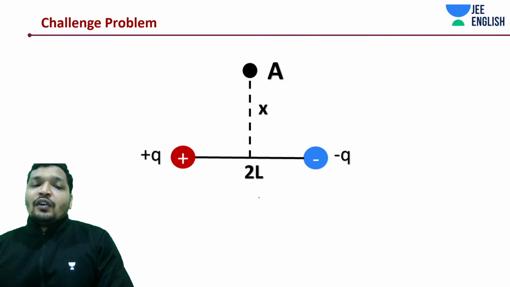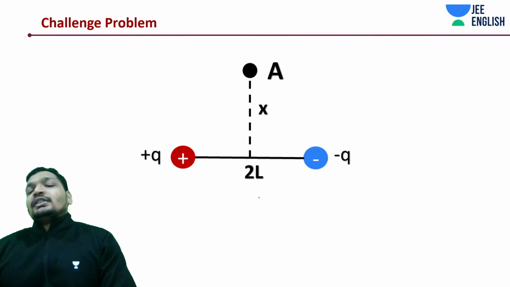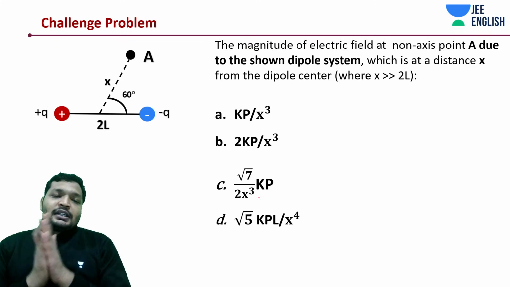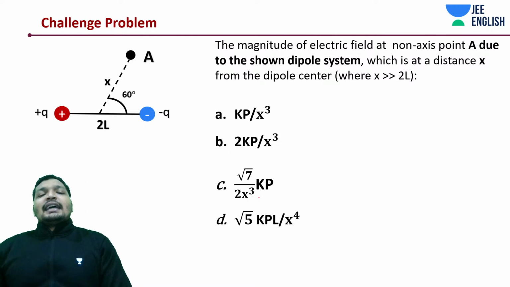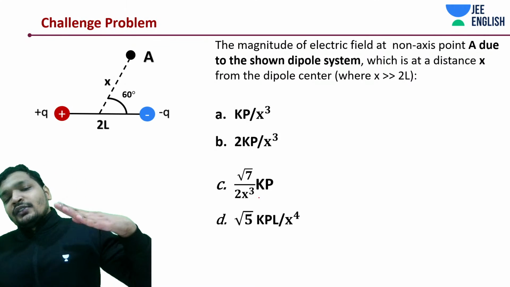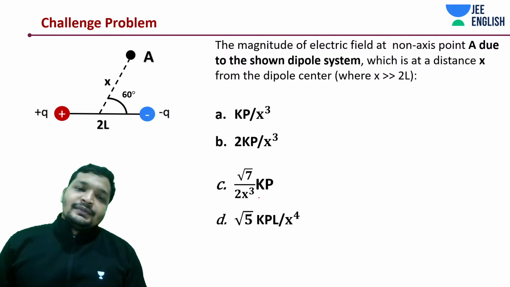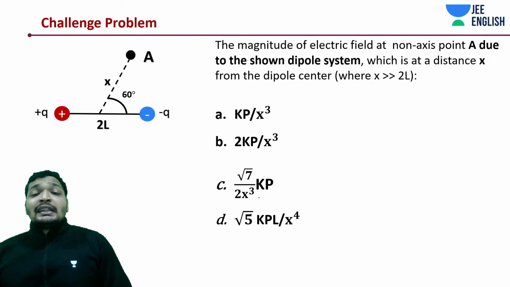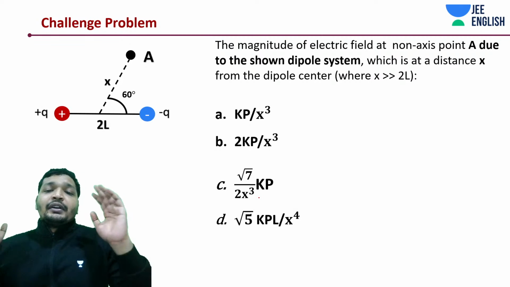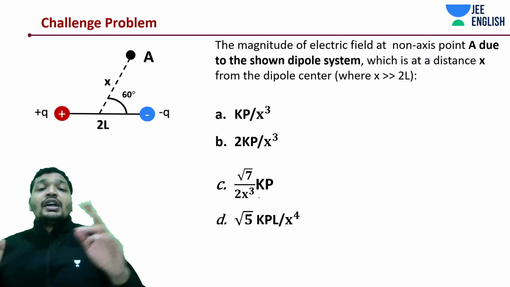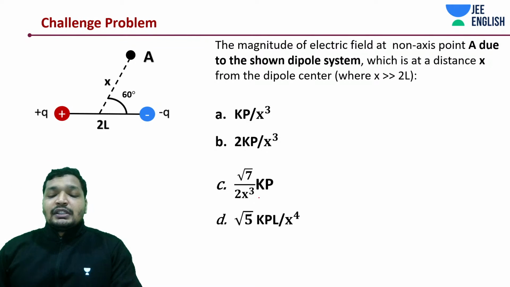Alright guys, that is the end of the dipole story on the equatorial axis, on the dipole axis. But what about if it is at a point A, which is at a distance x, but this distance x is such that it is inclined at a certain angle to the dipole moment? Think in terms of vector, try it out. It's a non-axis point. The magnitude of electric field at a non-axis point due to the shown dipole system, which is at a distance x from the dipole.